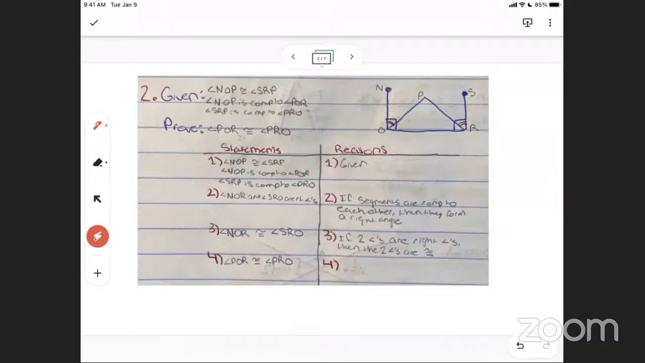So let's see what you did. So given NOP is congruent to SRP. So those are congruent. Good, you've drawn that in. NOP is complementary to PQR. Is that what that says? NOP to POR. Okay. And this is complementary to that. Okay. So if angles are complementary to each other, then they form a right angle. So what are we trying to prove here? POR is congruent to PRO.